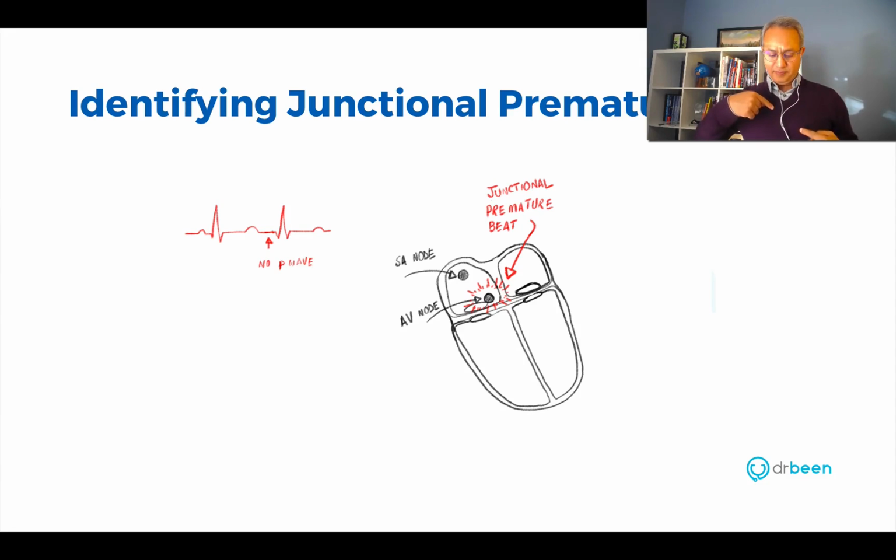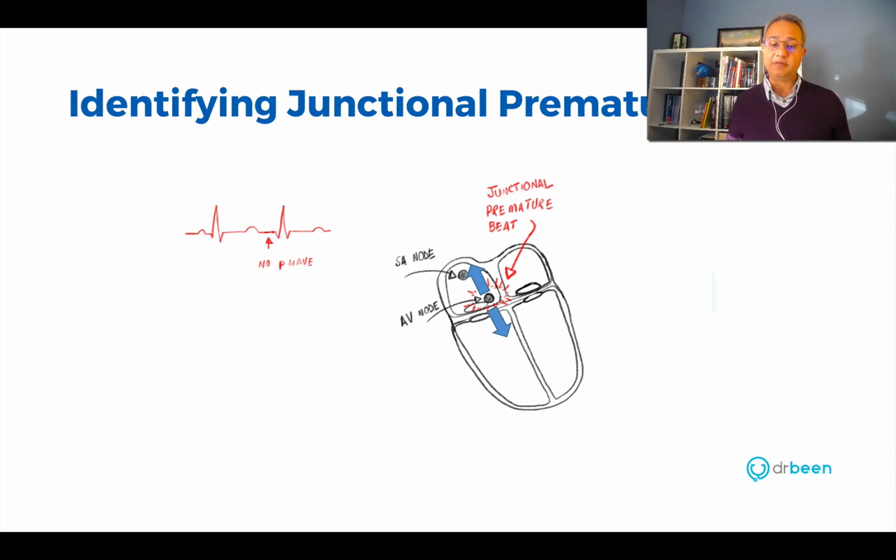Now in junctional, look at this, it's very simple. Look, normally the wave starts at the SA node and moves towards the AV node and then towards the ventricles. So this is the path. Imagine now that the wave is actually starting at the AV node vicinity. Where would the current go from there? It will go upwards in the atria and downwards in the ventricle almost at the same time, right?